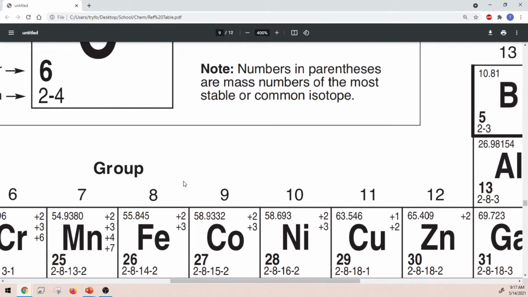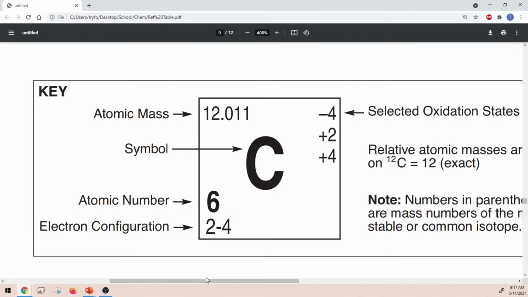And if we look at our key, it tells us here's your atomic mass. So not only does it tell us the mass of one atom, it also lets us know how many grams would be in a mole of that substance.